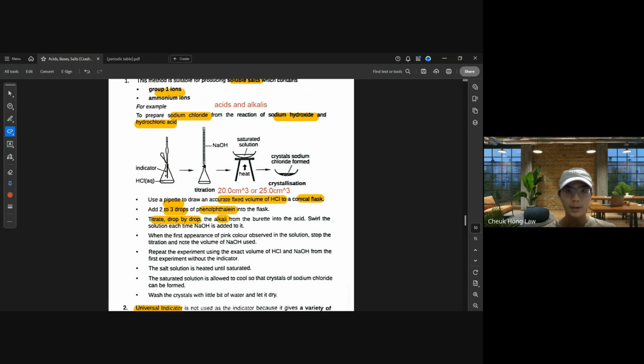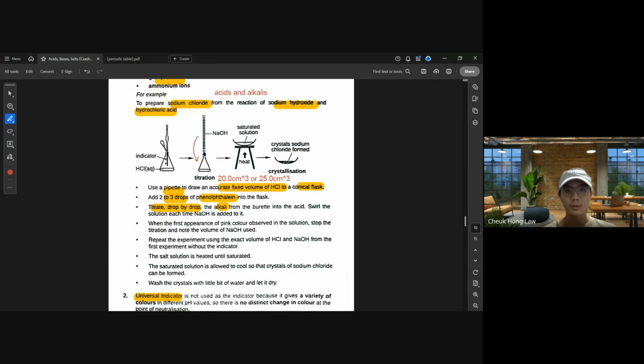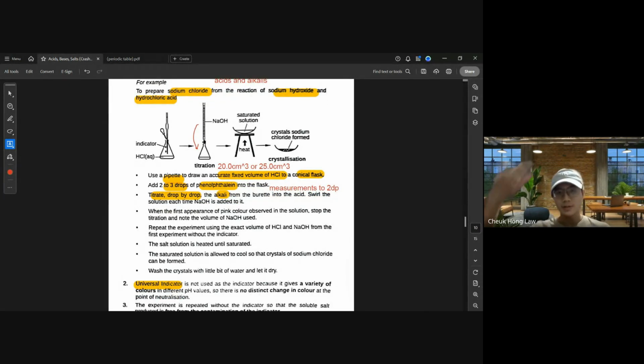Okay, so this is your burette. Titrate it into the conical flask. Your burette measurements are in 2 dp, then for pipette measurements it is to 1 decimal place. As you add drop by drop, you swirl the solution such that everything is mixed. Then you keep adding slowly, slowly, slowly until you see the first appearance of color change.